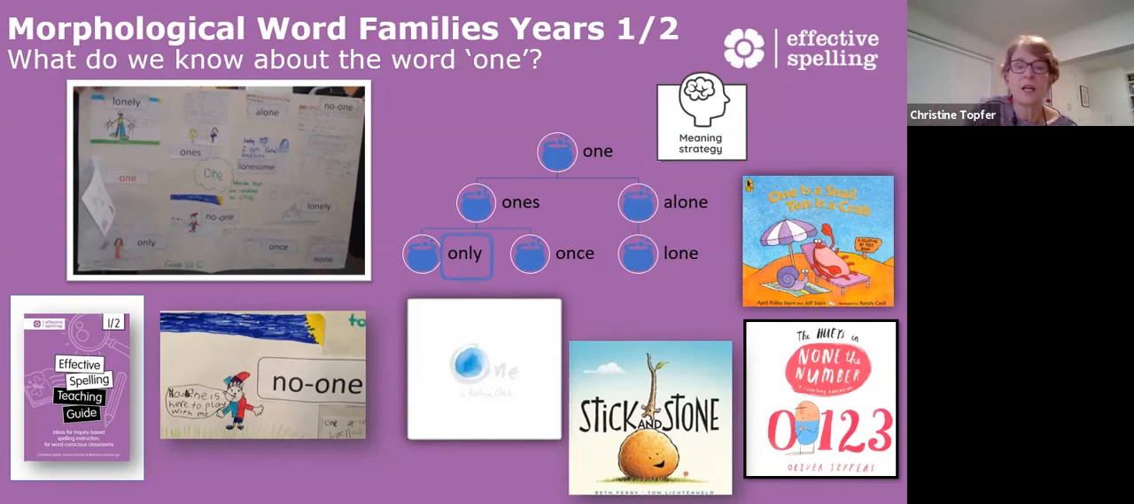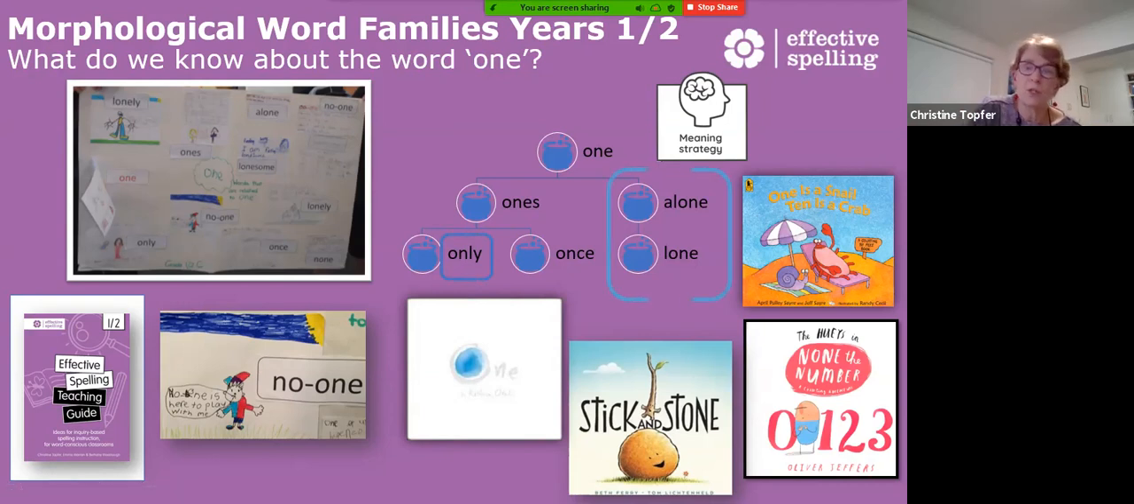And it's interesting that the word only is the only member of this family that's retained its original pronunciation, but it could also be a helpful mnemonic for children to remember the O in one, which they don't actually hear, but they do see this visual connection and meaning connection in all of these words.